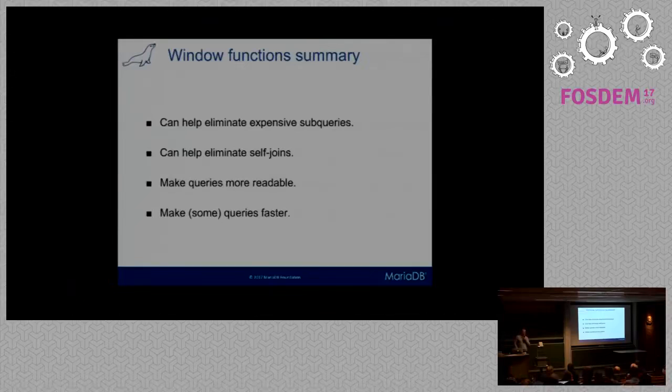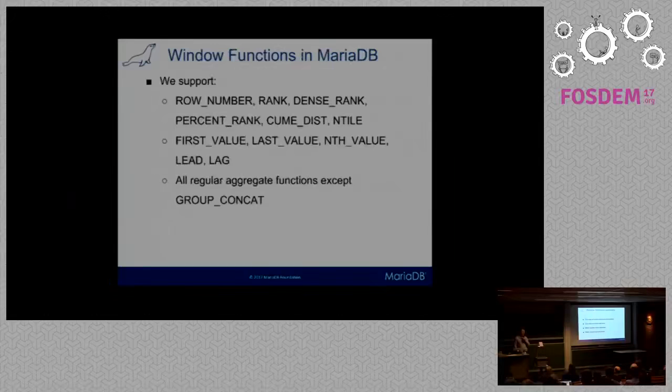All right, so in summary, window functions do help you eliminate self-joins, like we've seen with both examples. At the same time, they make queries more readable, no more duplicating of subqueries everywhere. And in most use cases that you will find with window functions, they will speed up your computation as opposed to using regular SQL.